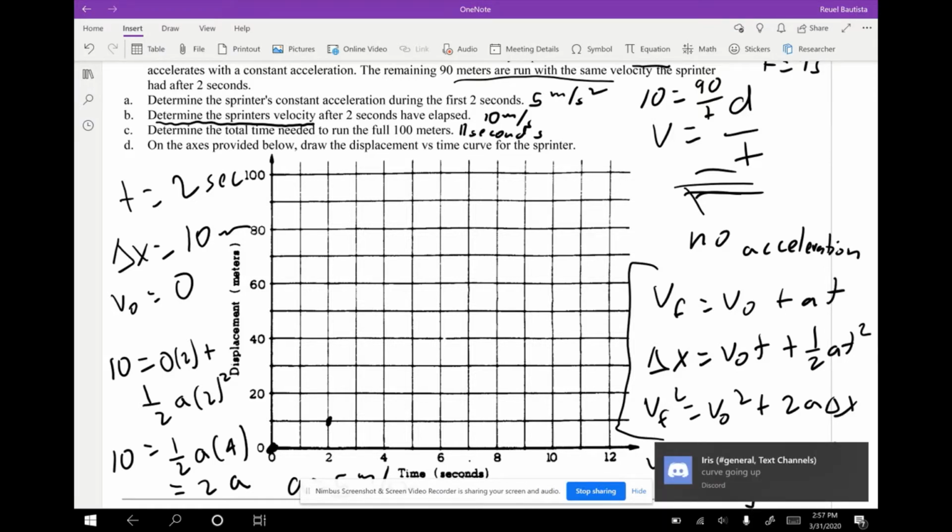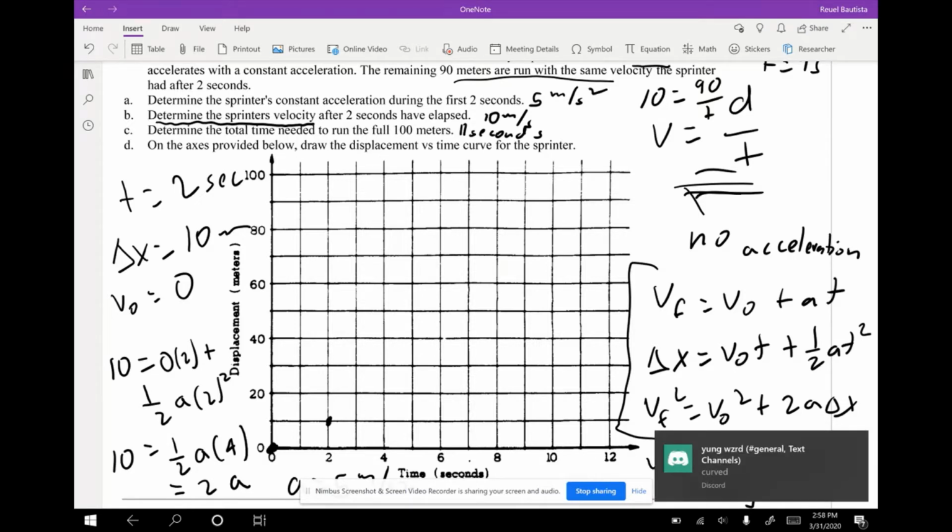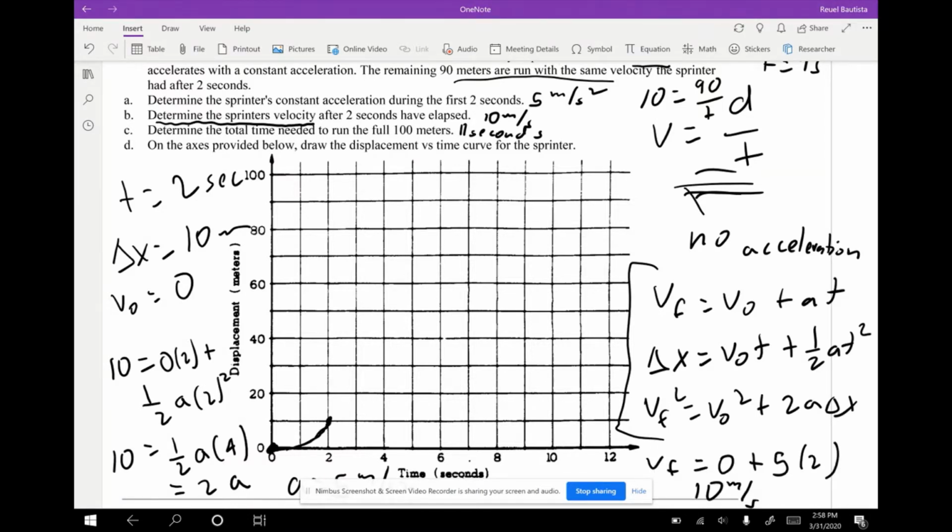For the rest of the time, and this is very important, it takes us 11 seconds to get to 100 meters. That's what we know. At 11 seconds right here, we're going to be at 100 meters. So during 2 to 11 seconds, there is no acceleration, meaning constant velocity. How will our line look from 2 to 11 seconds? It's going to be a linear line going up. Again, I don't have a straight edge, so I'm just going to try to draw a straight line from 2 to 11 seconds, and that's it. This problem is done. Again, this should be pretty simple.